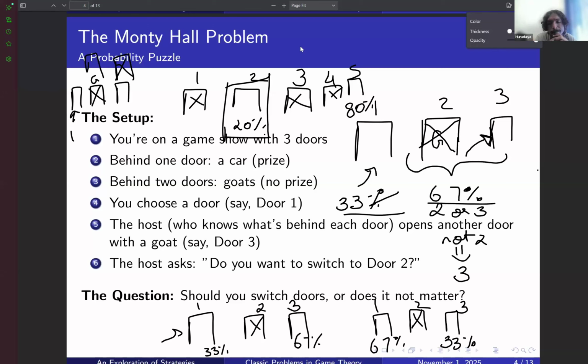Sir, these doors are independent because it's just a probability that the car may be inside them. It's not a 100% guarantee that the car is inside that door. So that is the main reason why these choices are independent.